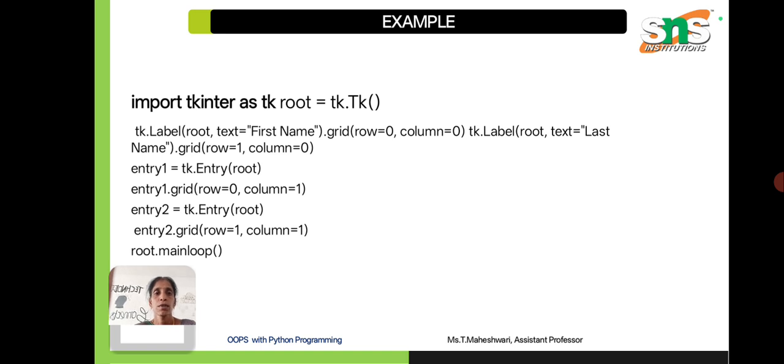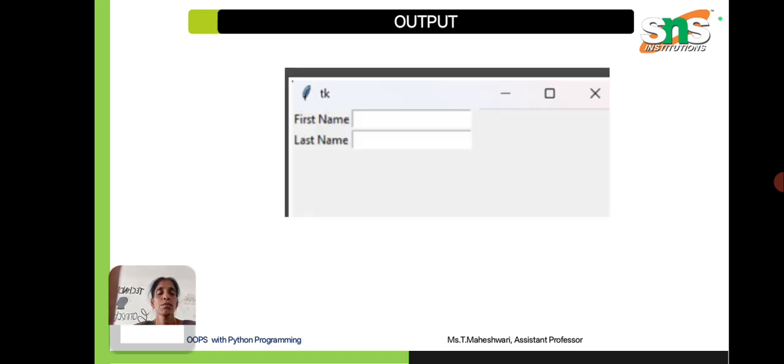So entry2 = tk.Entry(root). After that, entry2.grid(row=1, column=1). This entry helps to locate the label inside the window. That is done with the help of entry variables. After that, I am just running root.mainloop(), so it will relocate the program. The output will be like this.